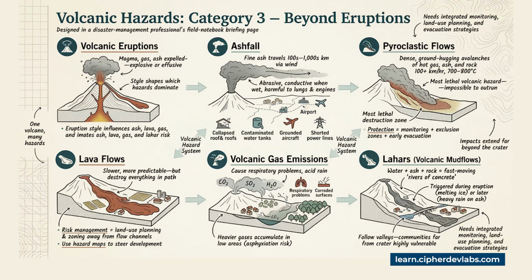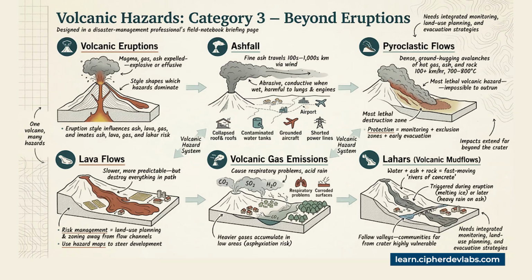The most lethal volcanic hazard is often pyroclastic flows. These are fast moving avalanches of hot gas, ash, and rock fragments that race down volcanic slopes at speeds that can exceed 100 kilometers per hour, with temperatures high enough to incinerate almost everything in their path. From a life safety perspective, there is no realistic way to outrun a pyroclastic flow. The only real protection is effective monitoring, exclusion zones, and timely evacuation before an eruption transitions into this phase.